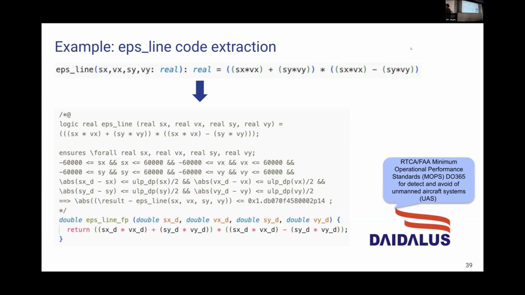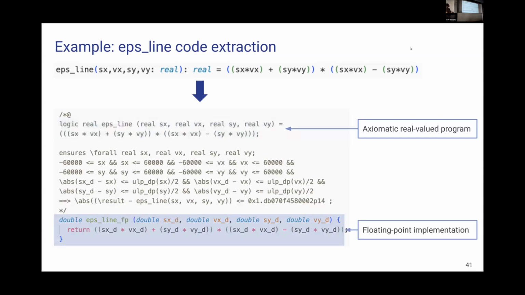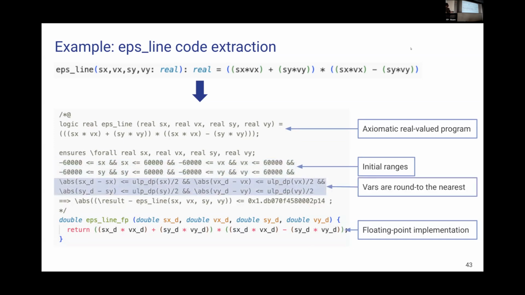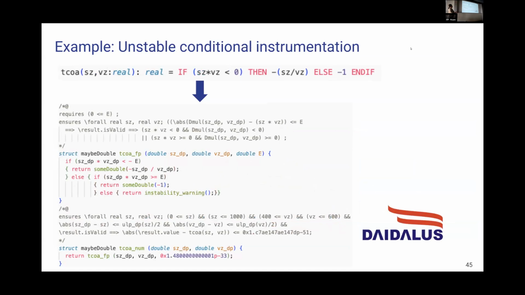So in our annotation, we will have, first of all, the axiomatic real-valued program, which is this one. It's the same one, but with reals. Then the floating point implementation. We will have initial ranges for the variables. The variables are rounded to the nearest, as we said before. And finally, the postcondition, so that the result in floating point minus the result using real numbers is at most this number here.